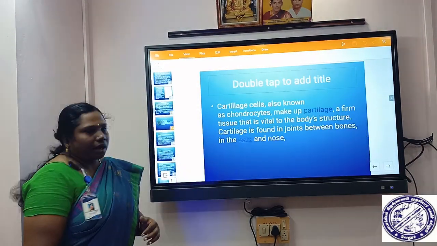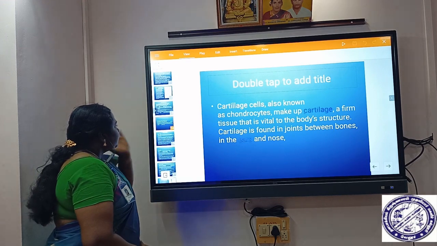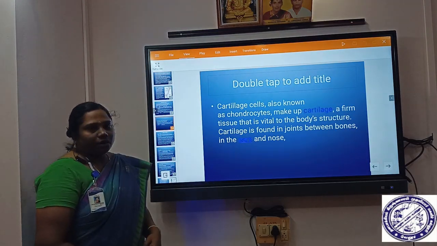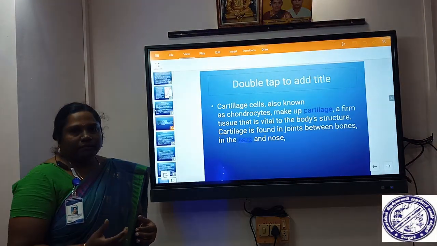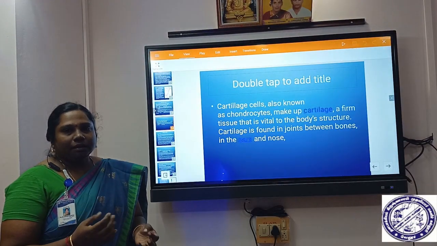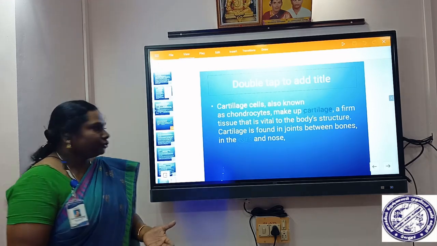Next is cartilage cells. They are otherwise called chondrocytes. They make up the cartilage which is present in organs like ears and nose.